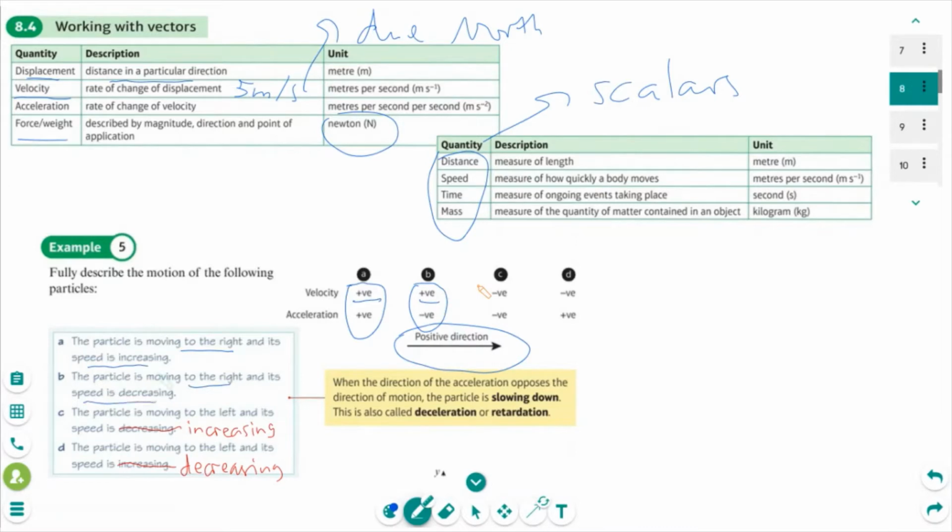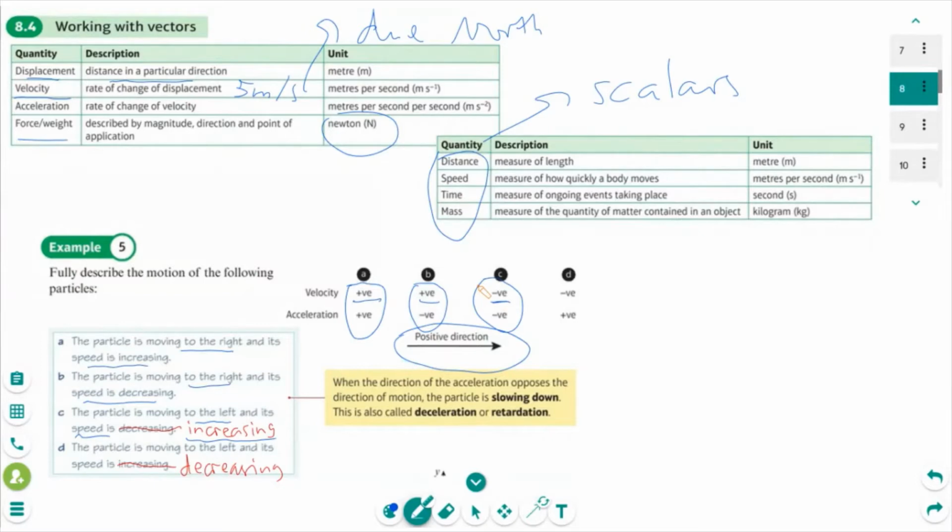Situation C, negative velocity means the object is moving in the opposite direction. So the object is moving to the left. If the acceleration is also negative, that means the velocity is getting more and more negative. So that means the actual speed is also increasing. Okay. So if the velocity is negative and the acceleration is negative, then the overall effect is that the speed is still increasing.